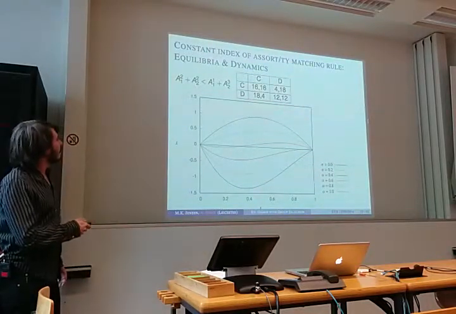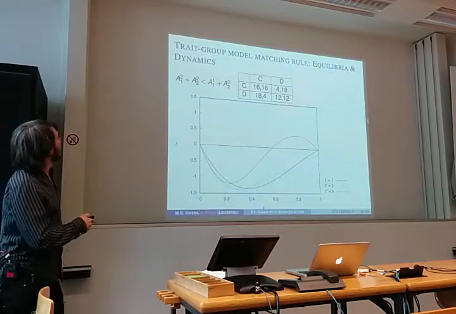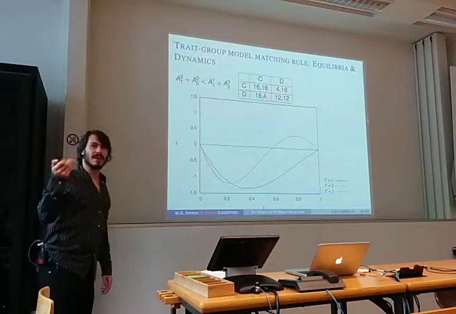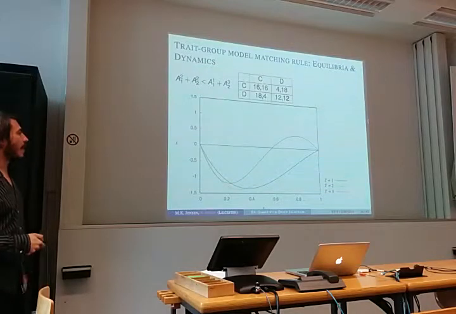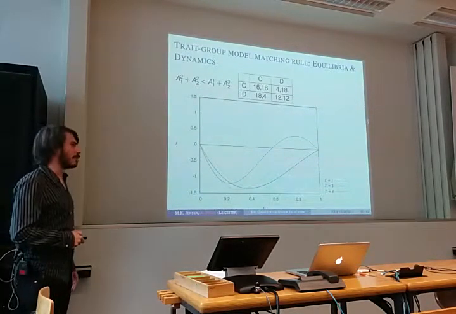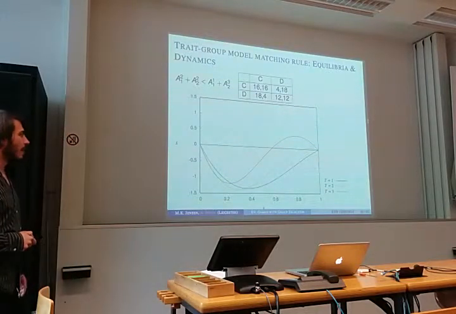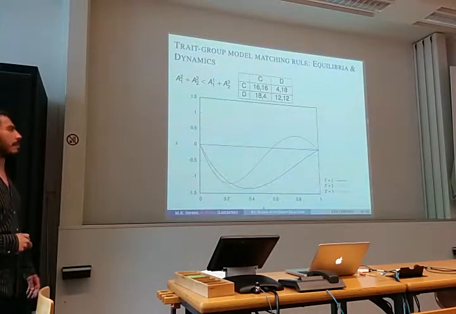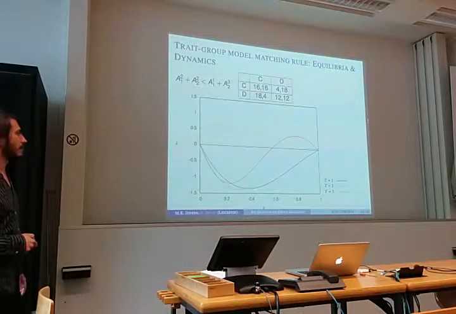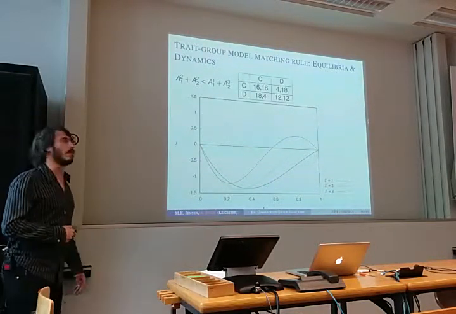I'll use the same game under the trade group thing and show how dynamics work if we leave them there for 1, 2, and 3 generations. For 1 generation, we get the same result as before, right? You get the bad equilibrium, where nobody cooperates.